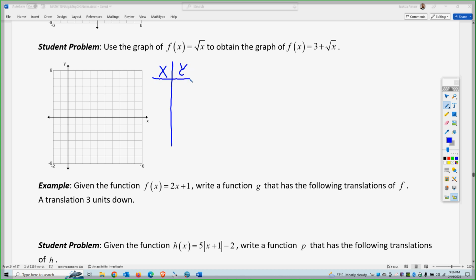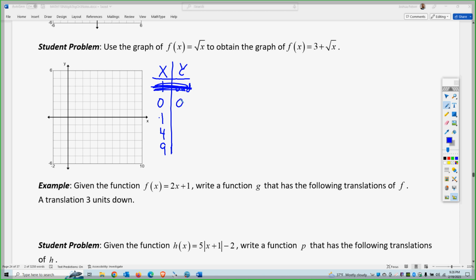So I can't pick negative numbers, right? I can't pick -1, but I can pick 0. I can pick, I don't know, 1 works, 4 works, 9 works, right? Because the square root of a negative is undefined, right? It'll be i, but we don't care about that as far as a real graph. So we're just going to ignore that.